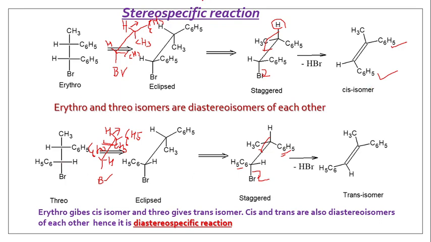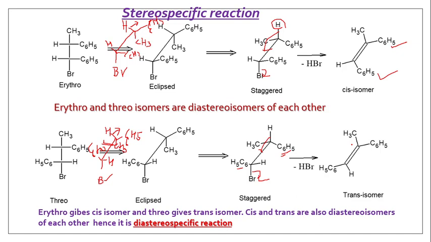So that's why this is the definition of a stereospecific reaction. The stereochemistry of the reactant decides the stereochemistry of the product. So these two are diastereoisomers of each other. These cis and trans isomers are also diastereoisomers of each other. That means these are not mirror images of each other, and that's why this reaction is called a diastereospecific reaction.